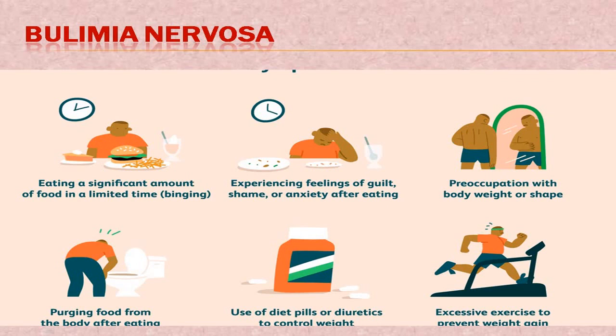Bulimia nervosa, as you can see in this figure, is when at a time they eat a lot of food and then experience a feeling of guilt, shame or anxiety, and then they purge, or induce vomiting, to remove the food from the body. Sometimes they use diet pills or diuretics to control weight, and they do excessive exercise to prevent weight gain.